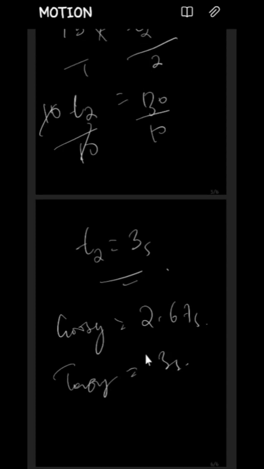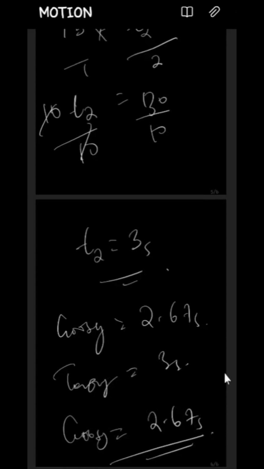Which one reaches the bone first? The one that took less time. And so Goosey becomes your winner because he took 2.67 seconds. All right, we go on to the next.